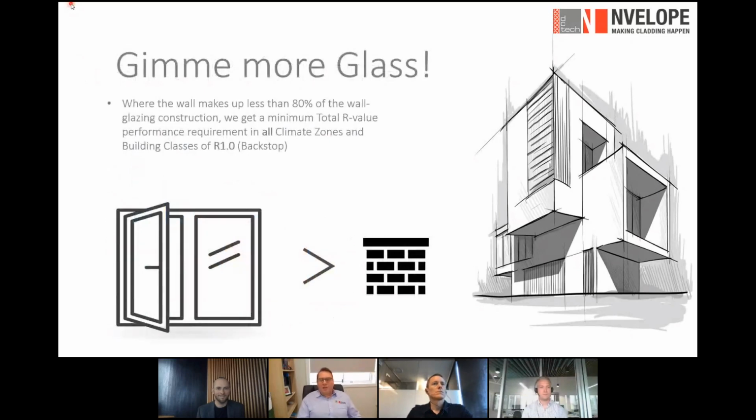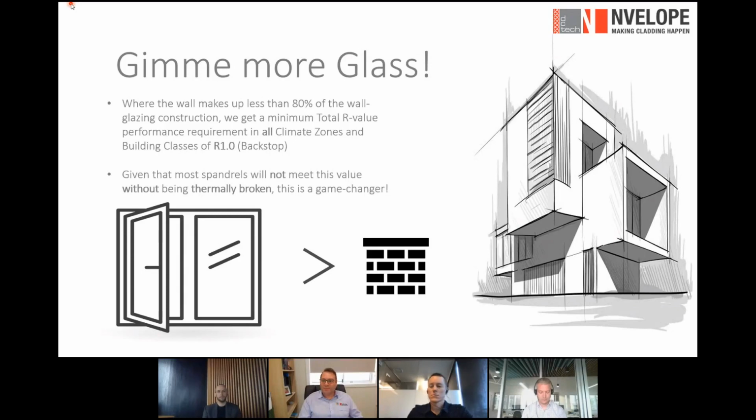So let's look at situations where we might have walls that are less than 80% of the wall-glazing construction. We get a minimum total R-value requirement for all climate zones and building classes of R1. Now that might seem low, but we'll see later that R1 is actually hard to get, given that a lot of the spandrels in these sections will not meet that R1 without being thermally broken. So this is going to be a huge game changer, guys. I'll explain as we go how this has been the case.